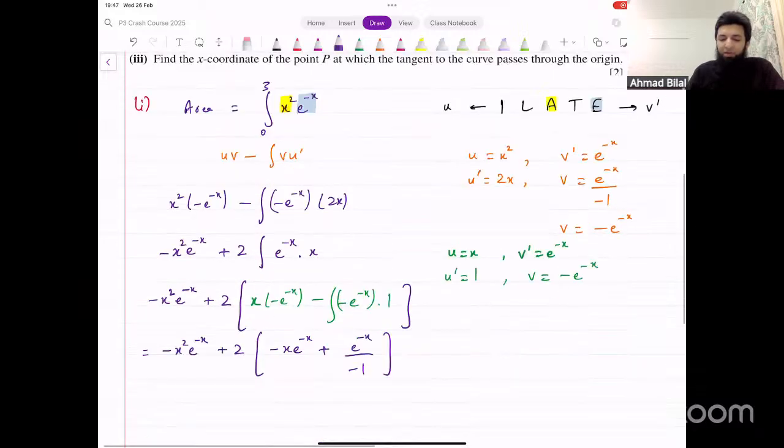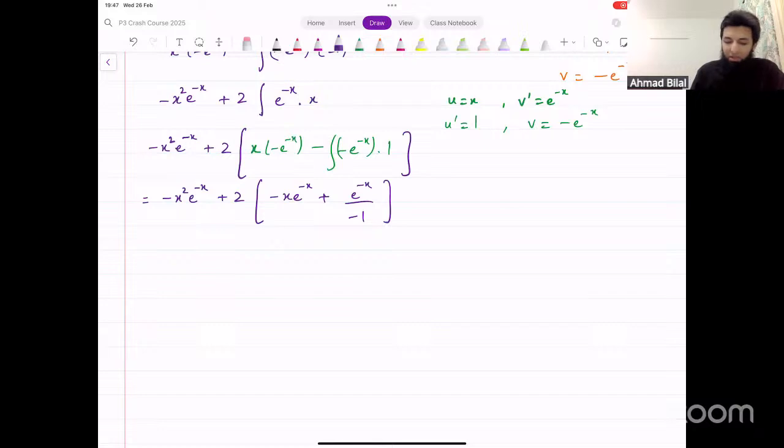Again, I would recommend simplify this first and then input limits. Minus x squared e power minus x minus 2x e power minus x. 2 into this, we have a negative sign here, right? So it will be negative 2 e power minus x. Do we have any same terms here? No. Okay, so this is the final integral. Now we can input the limits. Limits are from 0 to 3.